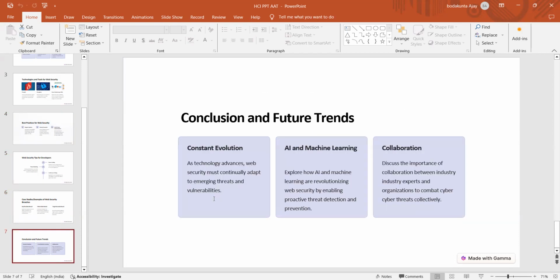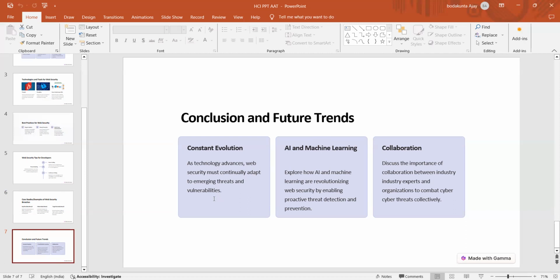The next one is future trends. What is the future scope of web security? The first one is constant evolution. As technology advances, security must continuously adapt to emerging threats and vulnerabilities. It has to overcome the updated threats and vulnerabilities as the technology advances.